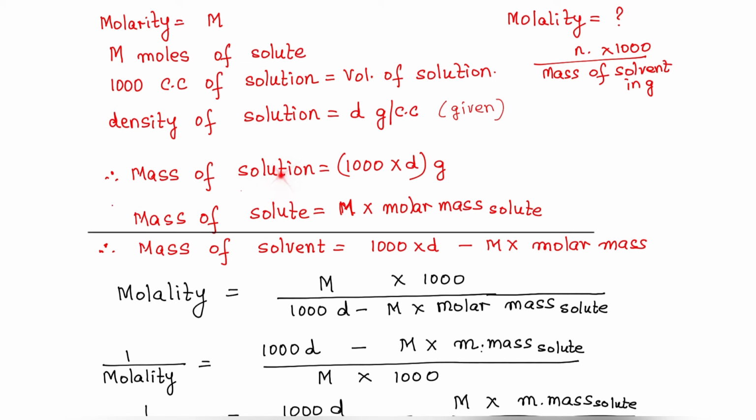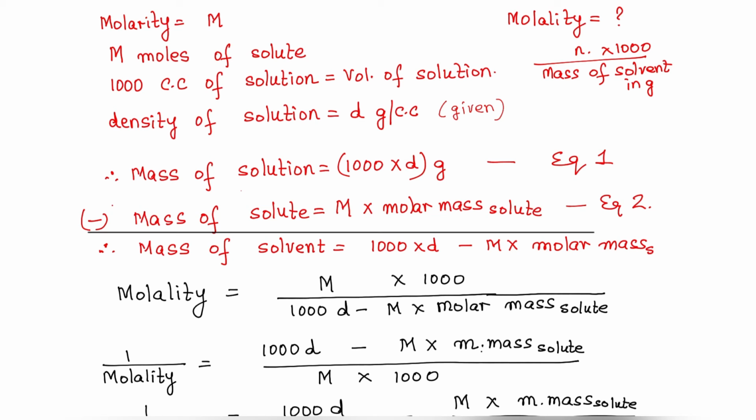Solute plus solvent gives a solution. So what will be the mass of the solvent? Equation 1, equation 2. I subtract equation 2 from equation 1 and I get the value of the mass of the solvent, which will be 1000 D minus the molarity. Remember, the capital M over here stands for molarity, times the molar mass of the solute. So 1000 D minus M into molar mass of the solute.